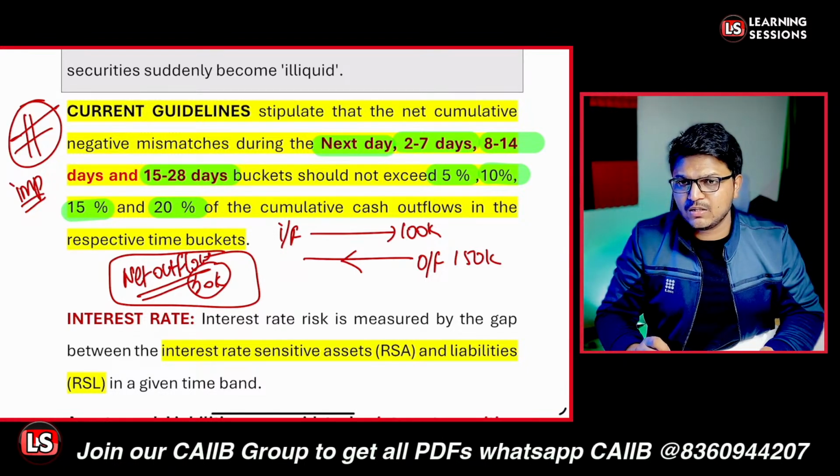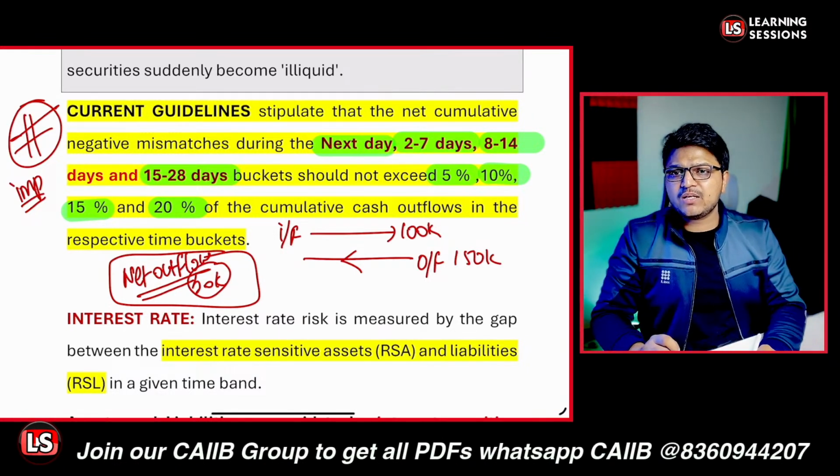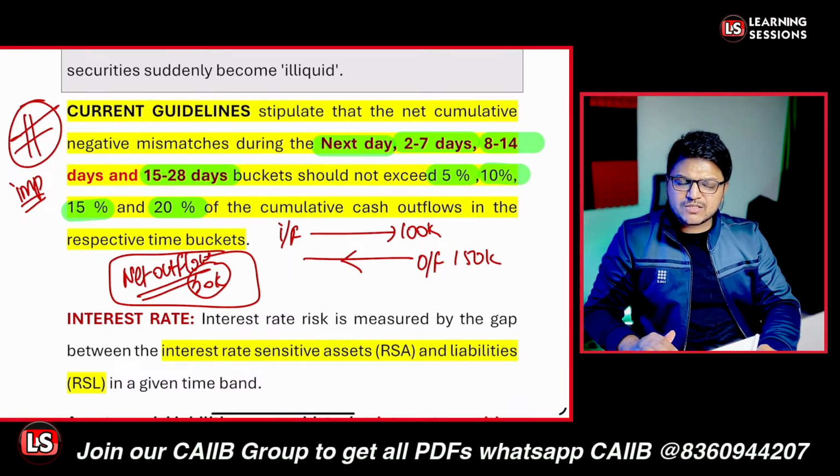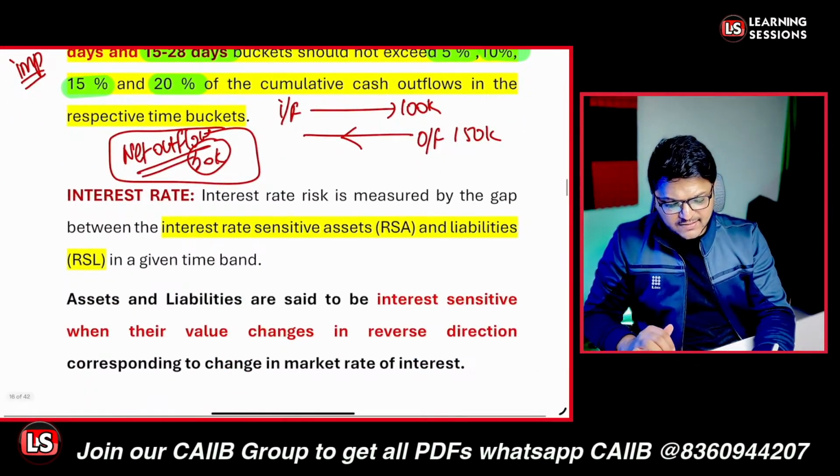The next one is related to interest rate. I've already given you a gist related to RSA and RSL.